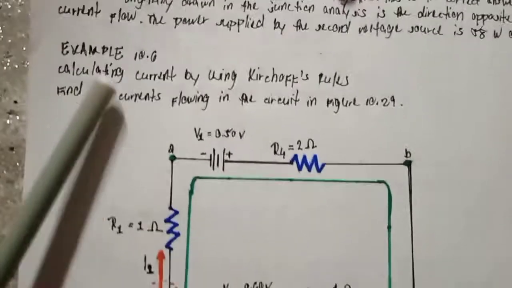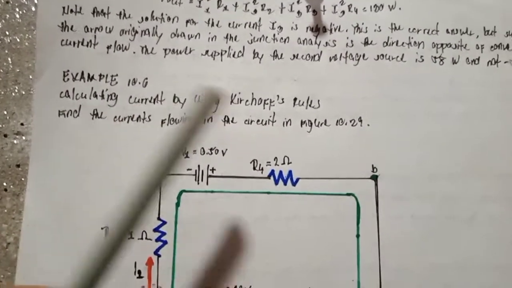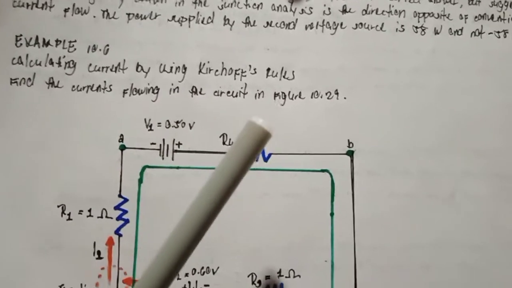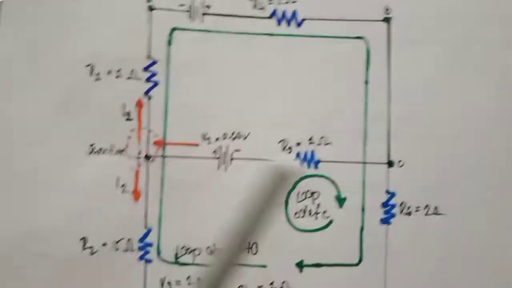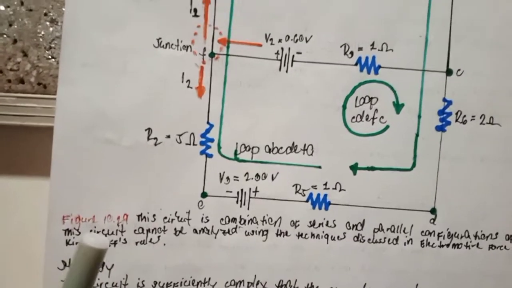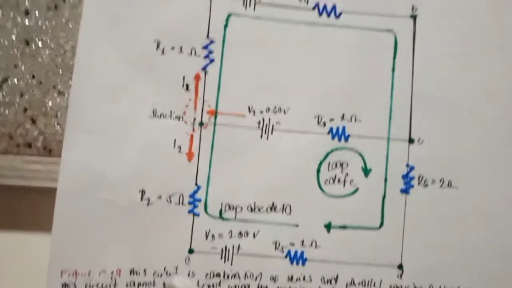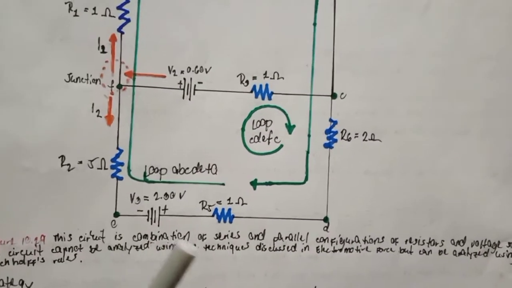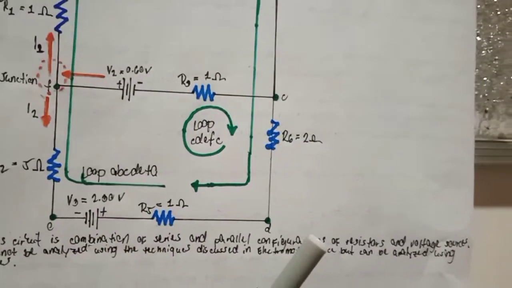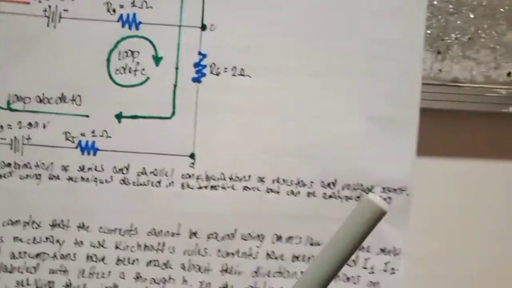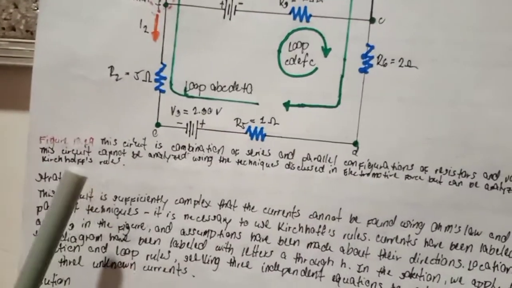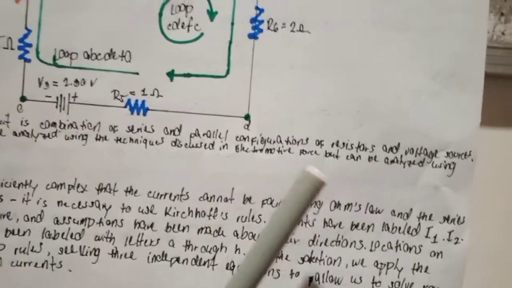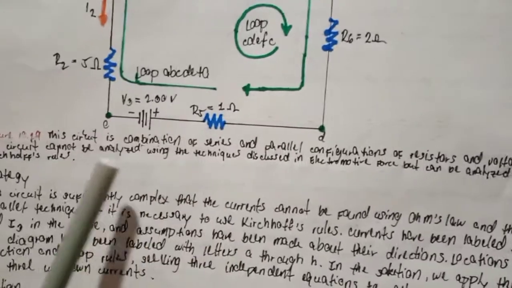Example 10.6, calculating current by using Kirchhoff's rules. Find the currents flowing in the circuit in figure 10.29. So figure 10.29, this is the circuit. It is a combination of series and parallel configurations of resistors and voltage sources. This circuit can be analyzed using the techniques discussed in electromotive force, but can also be analyzed using Kirchhoff's rules.